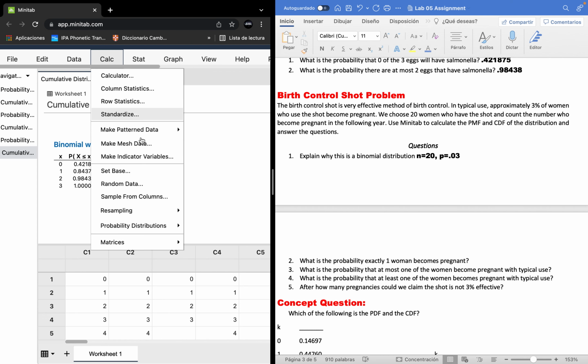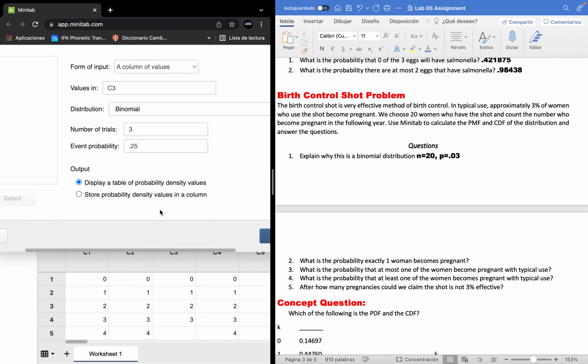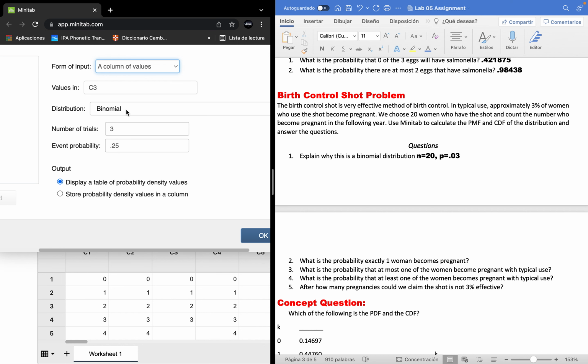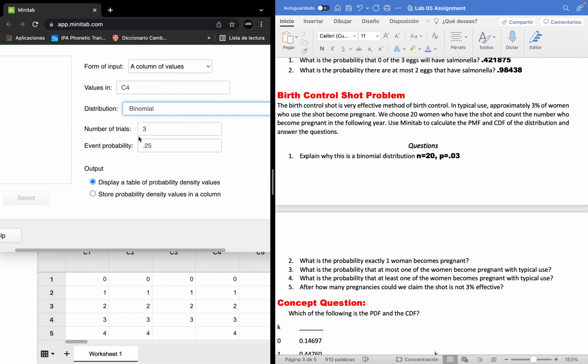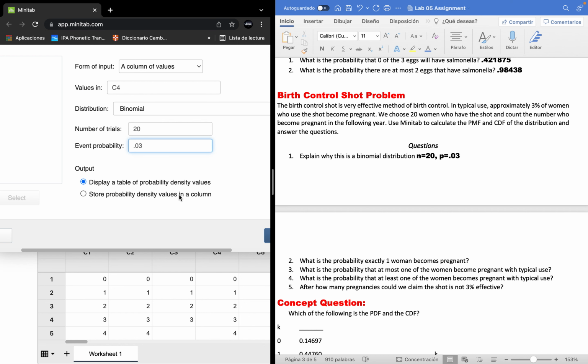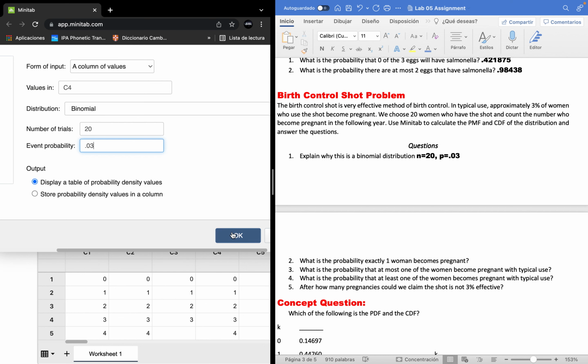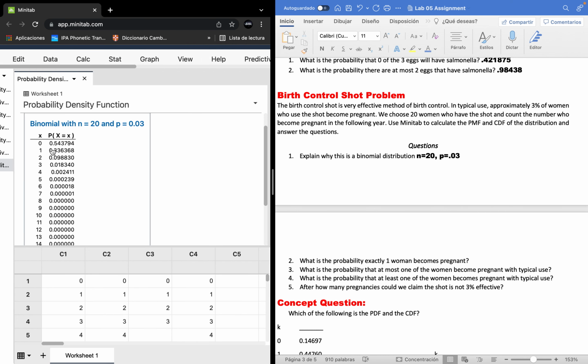Go to Calc, Probability Distributions, the first one, the probability density function, Binomial, from the column C4. Number of trials, here is going to be n equal to 20, and p equal to 0.03. Again, be careful with that. 3% of success in decimals is 0.03. Only divide 3 by 100 and remove the percentage symbol. So I think everything is okay. Display the table, and there you have all the values.